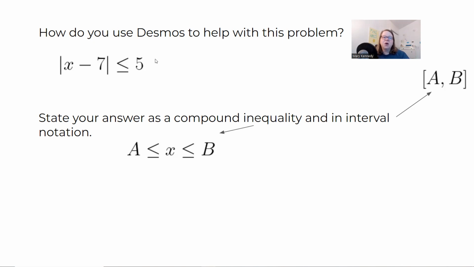So this is a problem that I was working on with a student this week, an absolute value, and the student was like, how would I use Desmos to help me with this? So they had to write their answer in two different types of notation, as a compound inequality and in interval notation. So let's take a look. Let me pull up the Desmos.